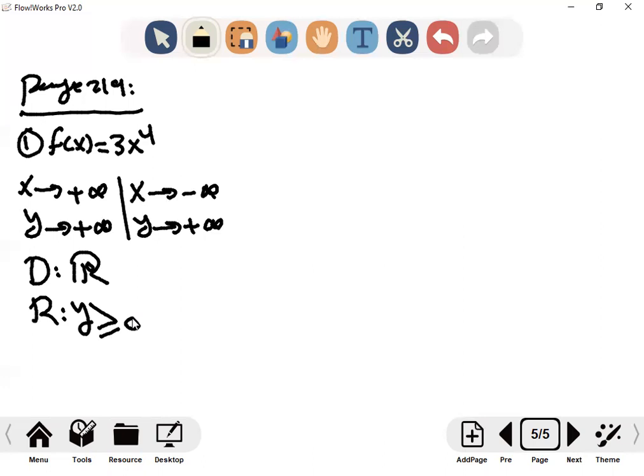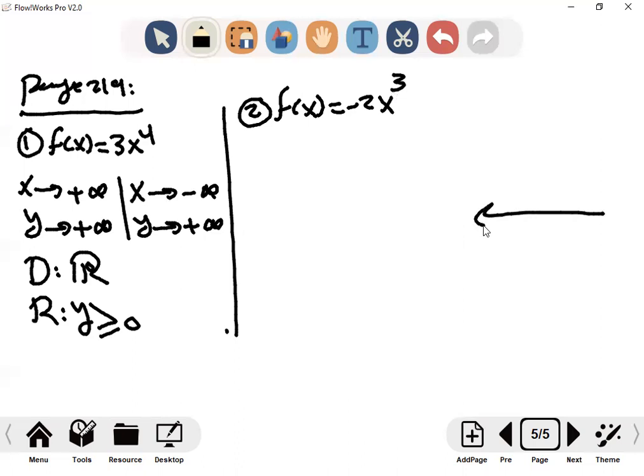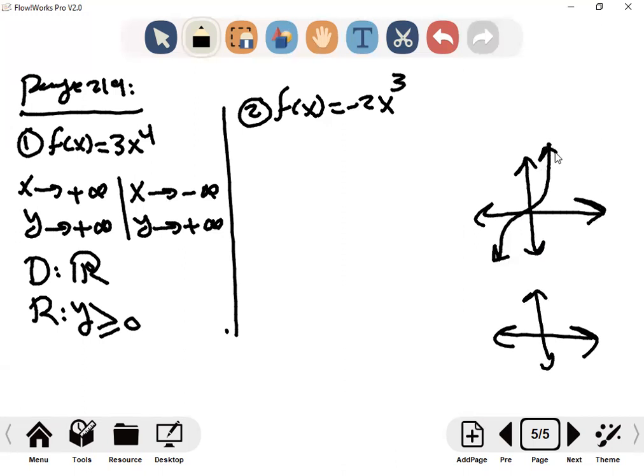Question 2, we have f of x equal, power 3. Focus now. Power 3, we have two figures, right? This or this, right? Either the upper one or the lower one. Now this, if A is positive.